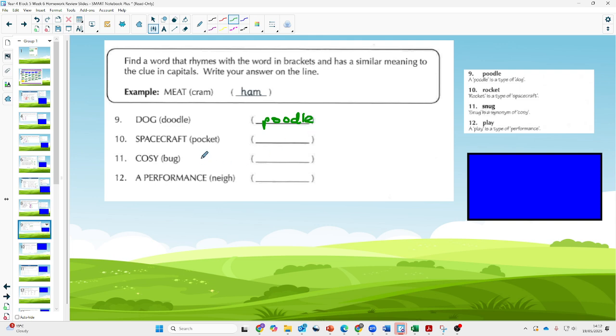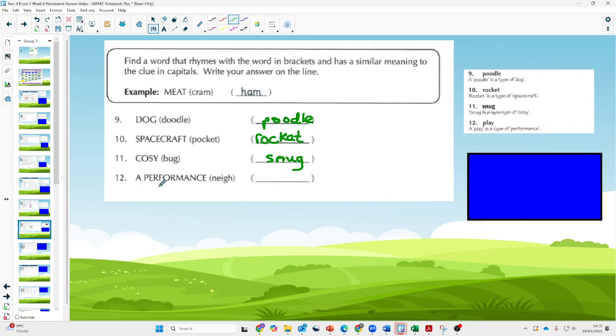Number 10, we've got spacecraft, and it rhymes with pocket, and of course that is a rocket. Then we've got cozy and bug, and the answer to that is snug. Snug rhymes with bug and also means cozy, to get snug. So that looks more like an M, it's meant to be an N.